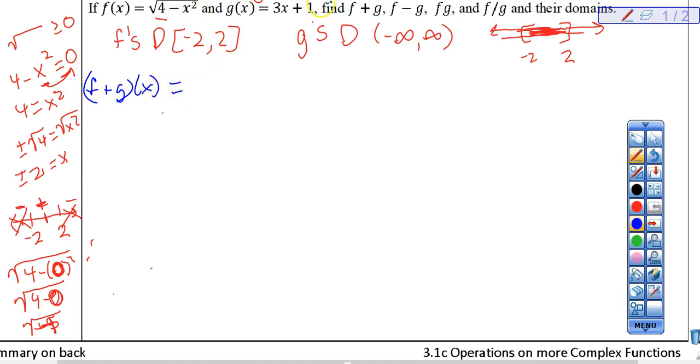I'm wondering if I can even add those two things. They are nothing alike. What do you think? 4 minus x squared in your square root plus, I'm going to put a parenthesis around my line because I have to add the 3x and I have to add the 1. And I'm wondering, can I add those things? Are they like terms? Pretty sure they're not.